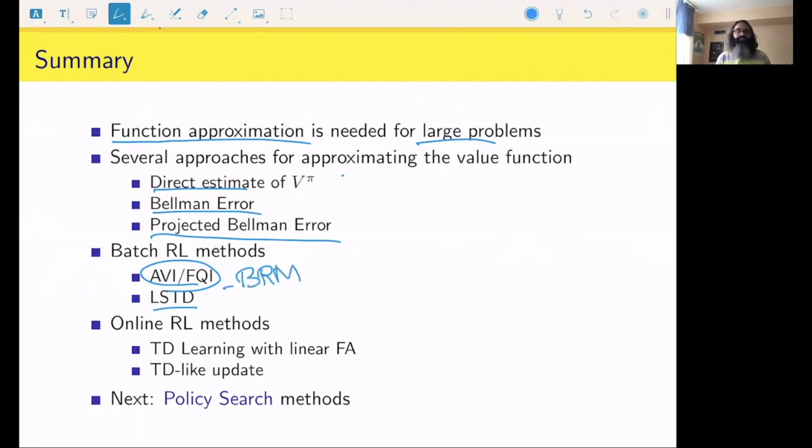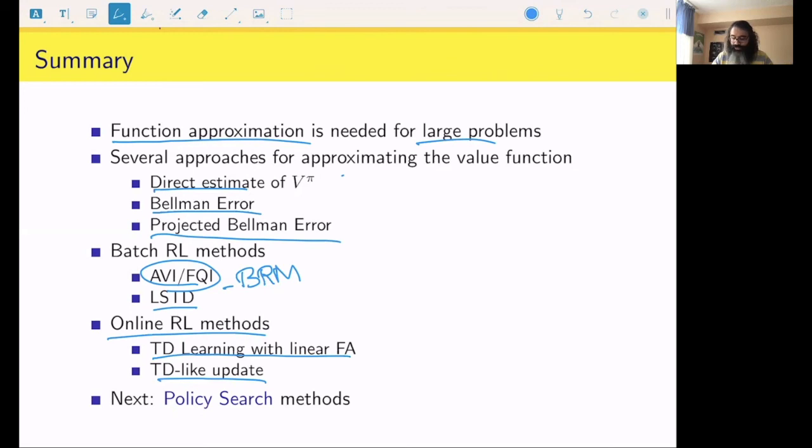And then earlier today, we went through these online RL methods. One of them was TD learning with linear function approximation. That was the second method that I described, which we can get from a fixed point iteration procedure, or as a pseudo-gradient or semi-gradient type of method. And we also had this TD-like update, the first method that I explained, which is less standard, but we could get it easily from trying to solve the fixed point equation.